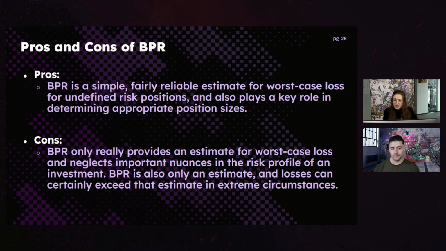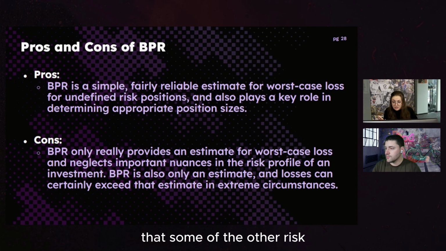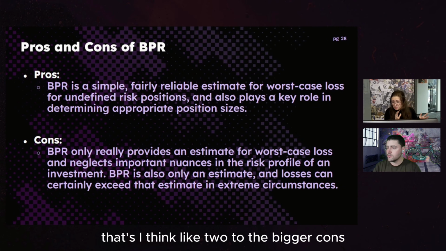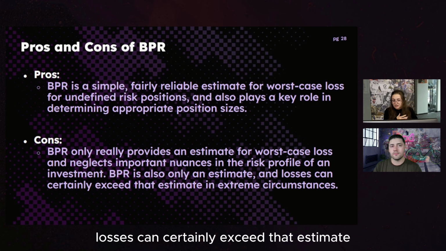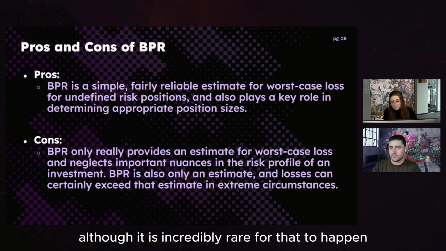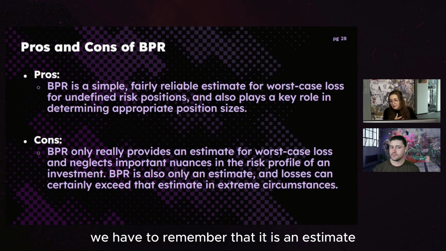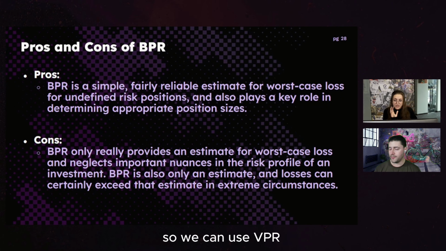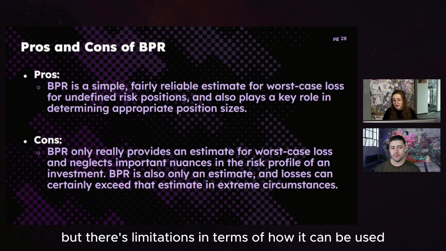But the cons are that it really only gives an estimate for worst case loss. And it really neglects important nuances that some of the other risk measures that we talked about do address. So that's, I think, like the bigger con. And then the last one is that it is only an estimate. Losses can certainly exceed that estimate, although it is incredibly rare for that to happen. So it gives you a pretty limited representation of risk. In addition to that, we have to remember that it is an estimate. So we can use BPR. It's extremely important for position sizing, but there's limitations in terms of how it can be used.